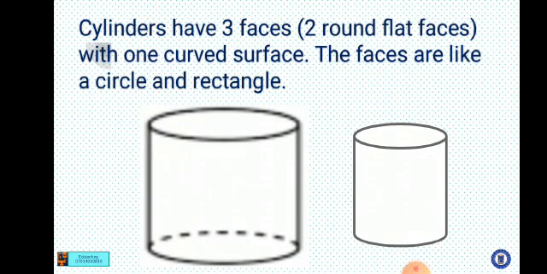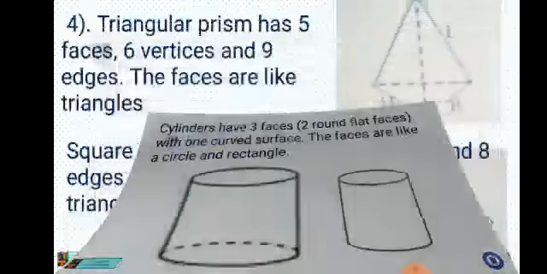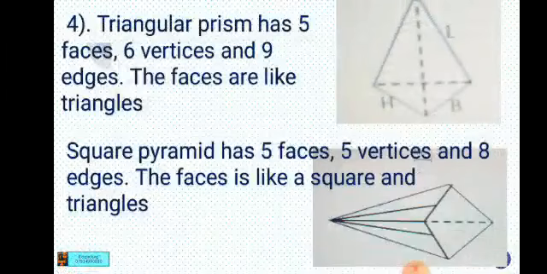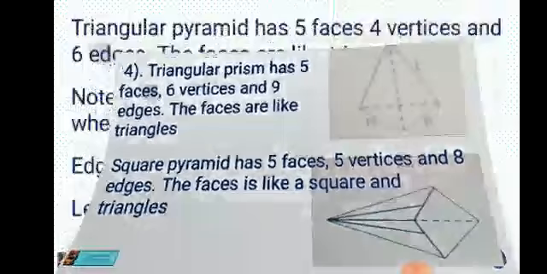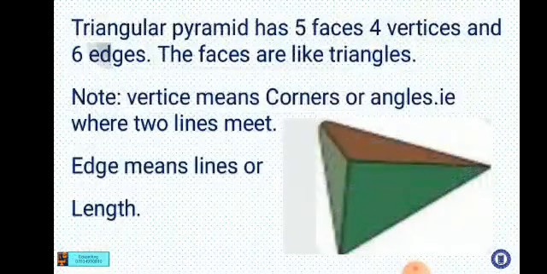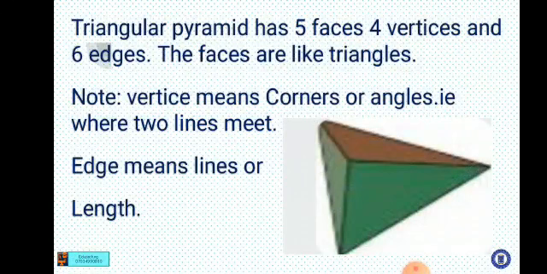Number 4. Triangular prism has 5 faces, 6 vertices, and 9 edges. The faces are like triangle. Square pyramid has 5 faces, 5 vertices, and 8 edges. The faces are like a square and triangles. The last one, but not the least, is triangular pyramid. It has 5 faces, 4 vertices, and 6 edges. The faces are like triangle.